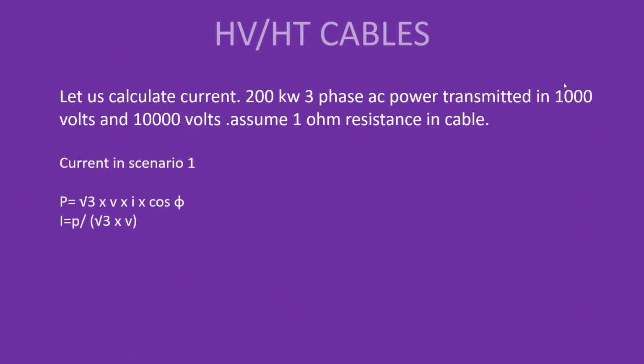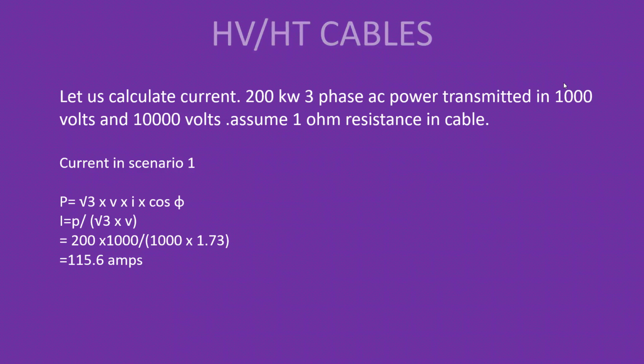In scenario 1, the equation for power is P equals root 3 V I cos phi. From that, the current I equals power divided by root 3 into voltage. Substituting the values, the power is 200 kilowatt, 200 into 1000 if we convert it into watts, divided by root 3, 1.73, into voltage. The voltage in the first scenario is 1000 volts. Solving this equation, we get 115.6 amps. If we transmit 200 kilowatt at 1000 volts, the current will be 115.6 amps.